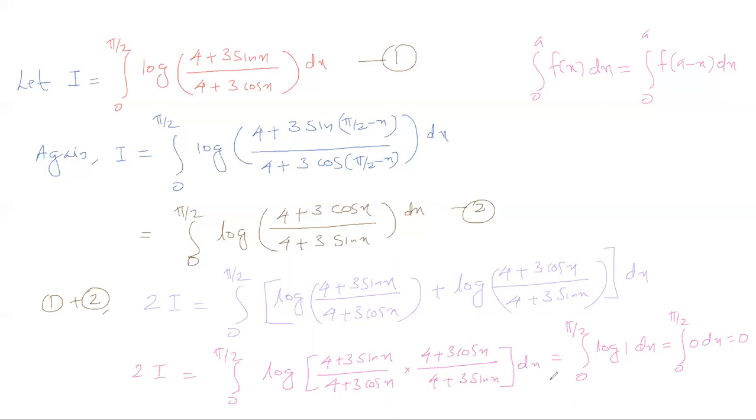So that means 2i is equal to 0. That implies I is equal to 0. So the value is 0.